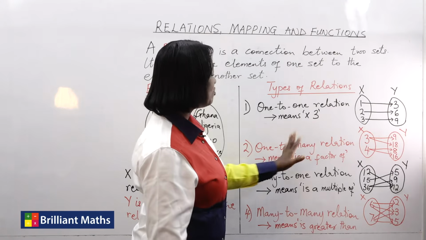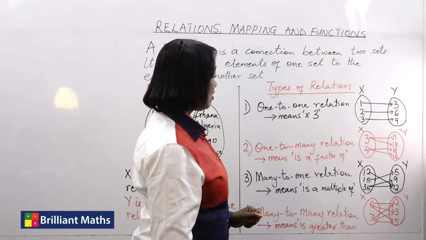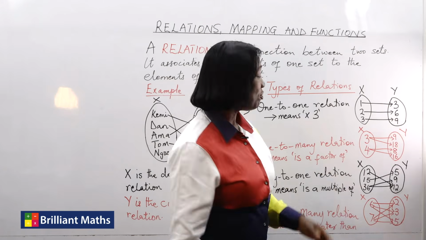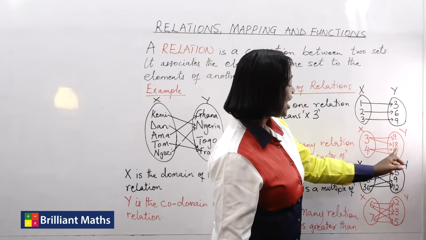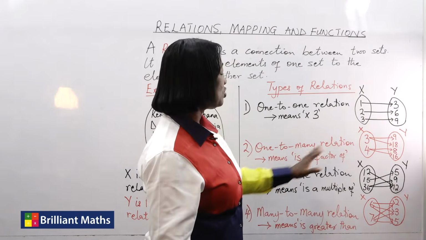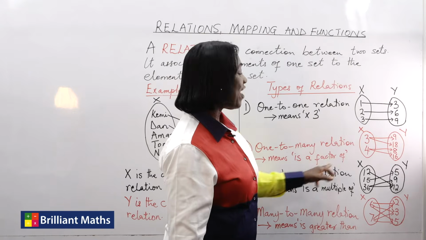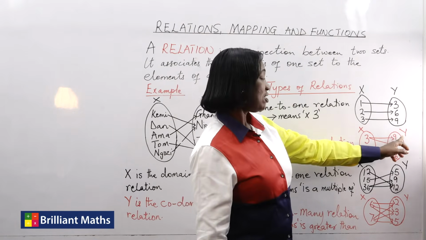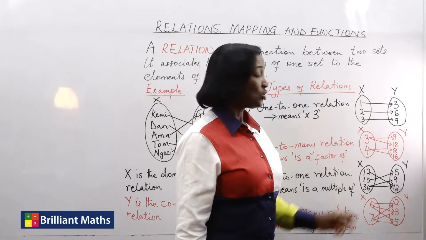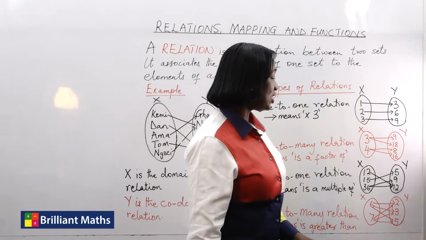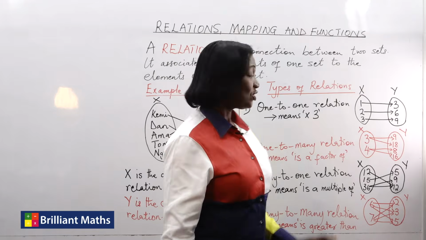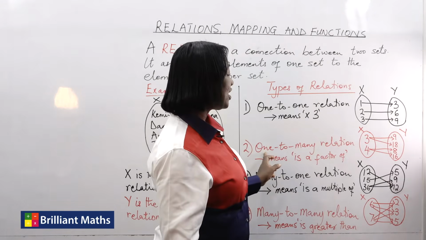Next, we have one-to-many relation. Here, the domain is 3 and 4, and the codomain is 9, 18, 8, and 16. And the relation between the two sets is a factor of. So 3 is a factor of 9. So 3 has an image in the codomain. 3 is also a factor of 18. So that's why it's called one-to-many.